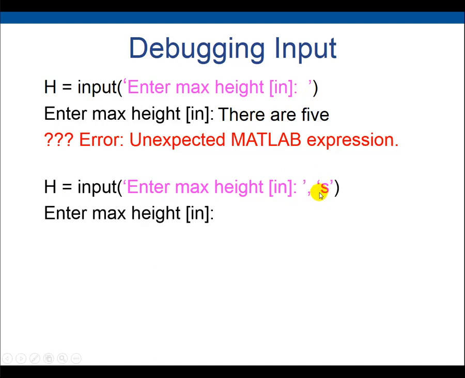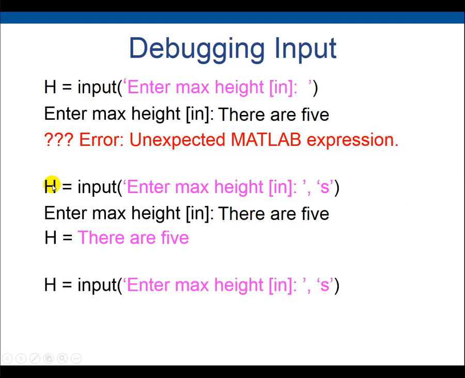How about if we put the S again, the same thing, and then we execute the code, enter the maximum height. There are 5. Then H will contain "there are 5" because MATLAB will know the user will enter the string type character, and it goes into H. Another example is the same thing, but if we put the 15 here, what's the answer? H will contain 15, but this 15 is not a number.